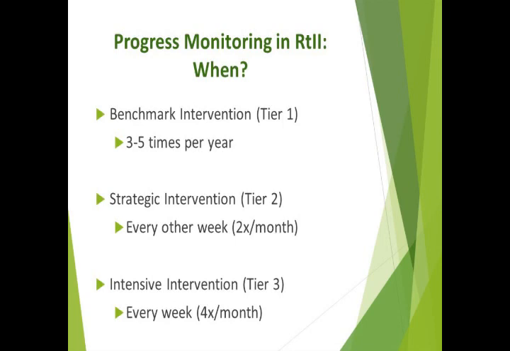Students receiving intensive interventions need to be monitored at least once per week. Twice per week in reading is also acceptable. Given that these students are already at risk for academic failure, progress monitoring for this group is essential at a more frequent rate than for strategic.